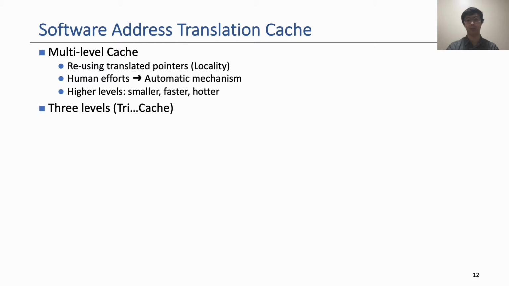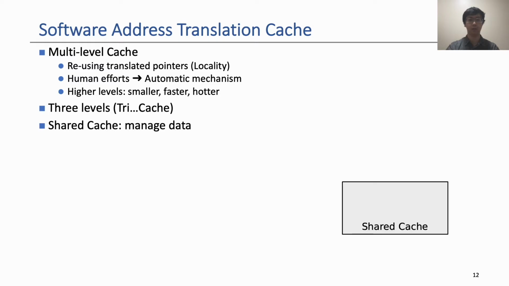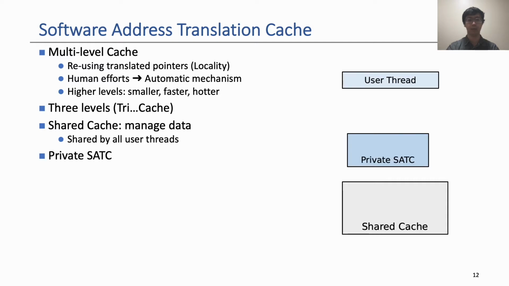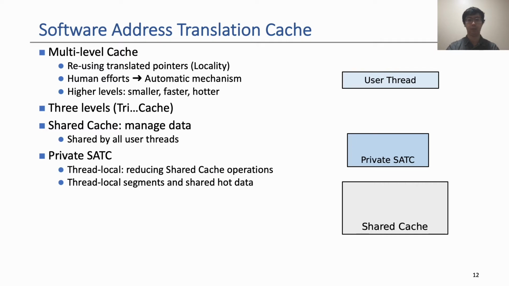Only the last level manages the data, and the upper levels only manage the address. The last level cache is named shared cache, and is shared by all user threads. On top of the shared cache, TriCache builds a thread local cache called private SATC. When it hits, the user thread can get the cache address from the private SATC. And only when the private SATC swaps in or out some blocks, the user thread needs to operate on the shared cache. So private SATC can reduce shared cache operations.